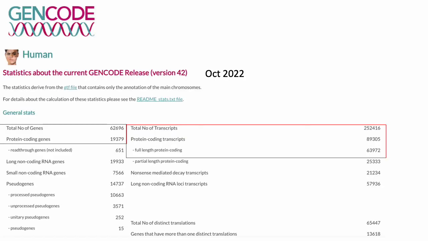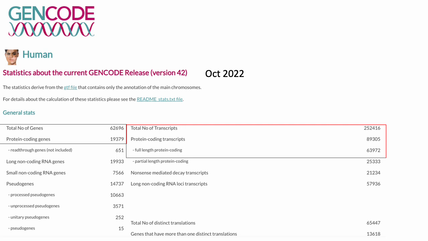So now I want to spend just a minute to talk a little bit about non-coding RNAs. In this lecture, we're spending almost all of our time talking about sequencing RNA from protein coding genes. Here I just want to point out that protein coding genes actually don't even make up the majority of genes in, for example, the human genome. Here's basically a table of statistics from the GenCode database that maintains information about genes found in, for example, the human genome.